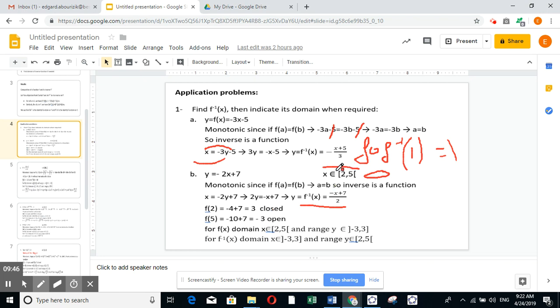Here at 2 it's closed, it's better to put closed, not to make a mistake. f of 5 is minus 10 plus 7, which is minus 3. Here it's open, so I put it as open. So for f of x, the domain is from 2 to 5. So the range will be from minus 3 open, you can see from least to biggest, to 3 closed. So for f inverse of x, the domain will be minus 3 to 3, because you permute y to x, and the range here will be 2 to 5.